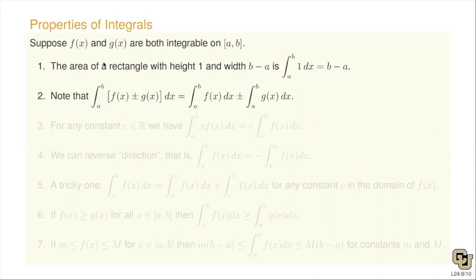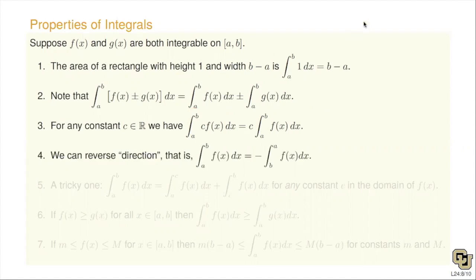The second property is basically a property of sigma notation, because a definite integral is a special type of sigma notation. It just says the definite integral of the sum or difference is the sum or difference of the definite integrals. The third property here is, again, a property of sigma notation. Basically, it's the property that allows us to pull out the constant. So here, the definite integral of a constant times a function is the same as the constant times the definite integral of the function.